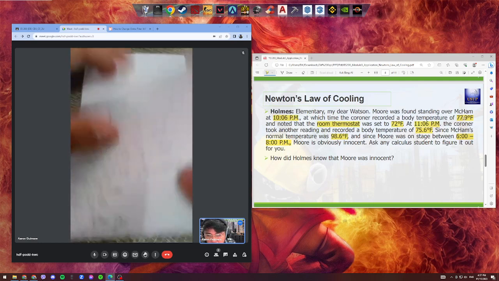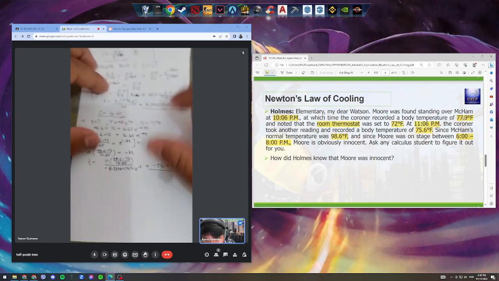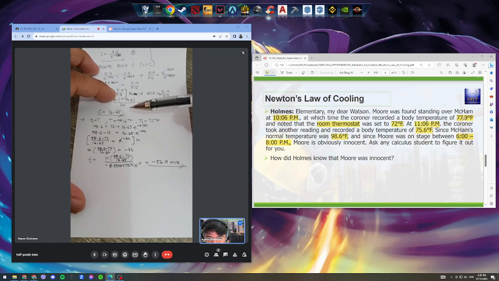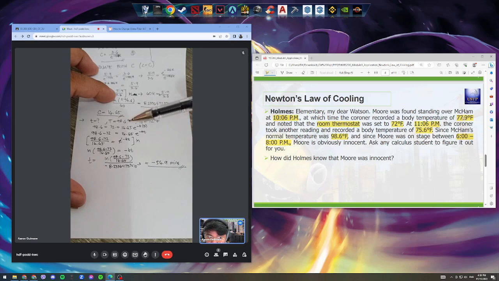to 8 p.m., okay? So if we solve for the time, this is not yet the time of death. It is the time when Mackham's body turned to 98.6, his body temperature. His normal temperature was still 98.6. This gives us the time, or how many minutes.